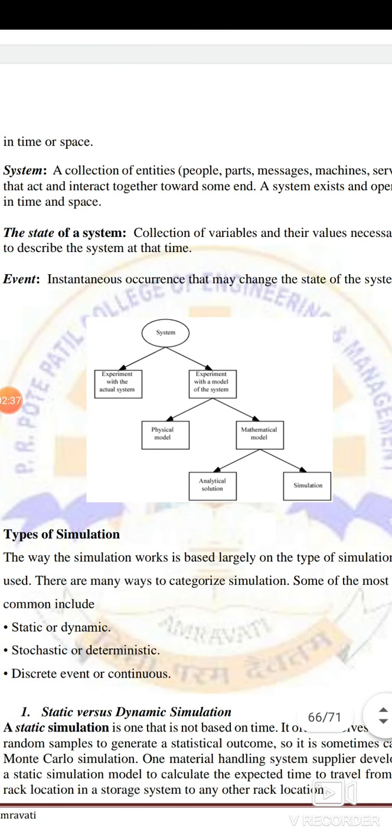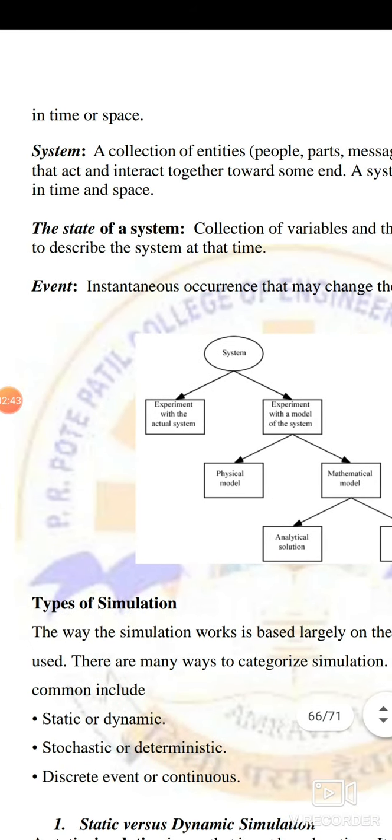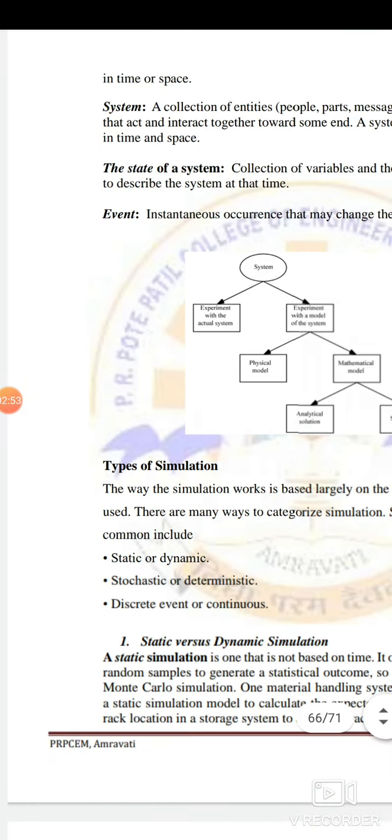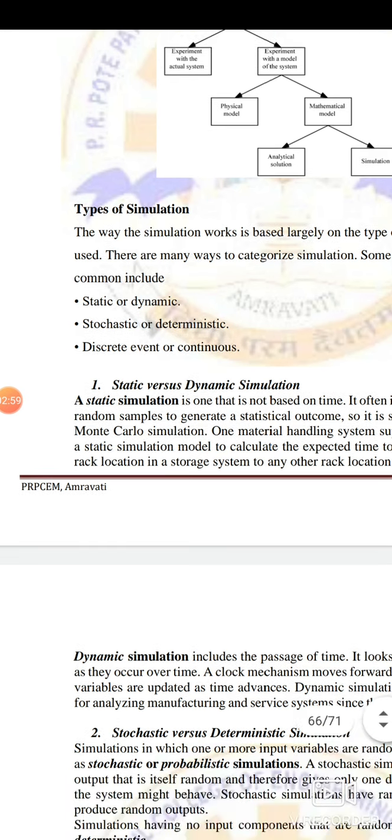Now what are the different kinds of models? First we will understand what we mean by system. With a system, there is experiment with the actual system, and experiment with the model of the system. Then the model can be a physical model or a mathematical model, and a mathematical model can be analytical, and the last one is simulation. So what are the types of simulation? Static or dynamic, stochastic or deterministic, discrete event or continuous.